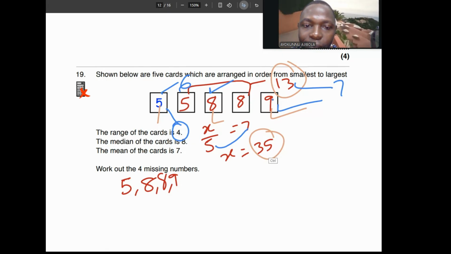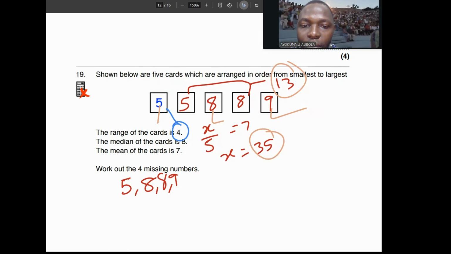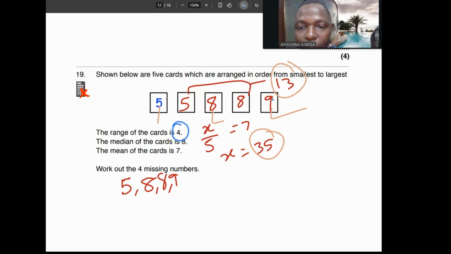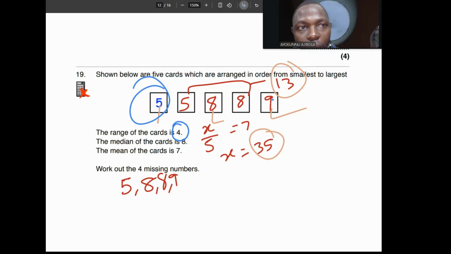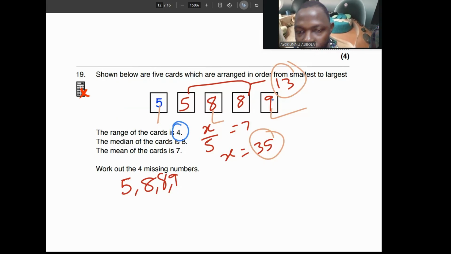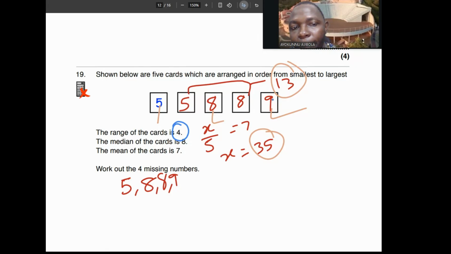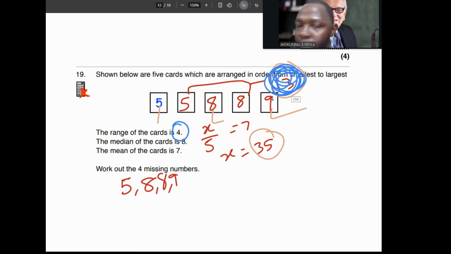So 5 plus 4 is 9 because of the range. That's how we got our 9. I'm confused, how do we get the 5? I see now, because all of the values have to add up to 35, so x over 5 is the mean. That was how we got 13 first, not even the 5. Yeah, I got the 13 as well.